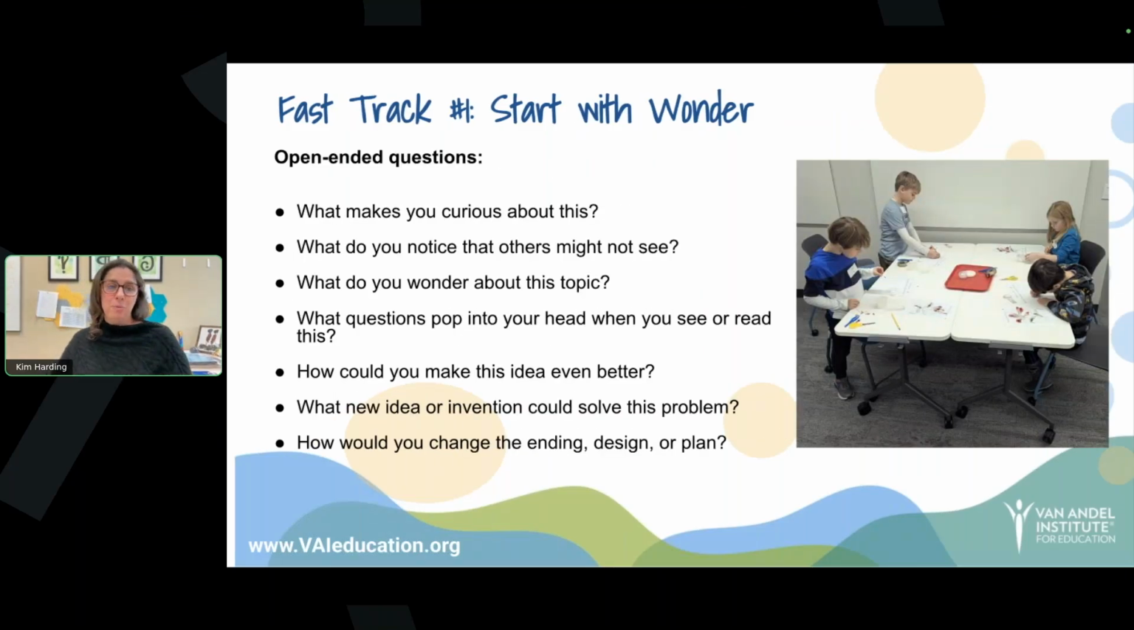So another start with wonder, just those open-ended questions that are going to build that creativity in their thinking and their curiosity. So in this picture here on this slide, these students were curious and they were wondering about flowers and bees and pollination, talked about it in a lesson, but you know, there's only so much talking can do. So they really got creative with this.